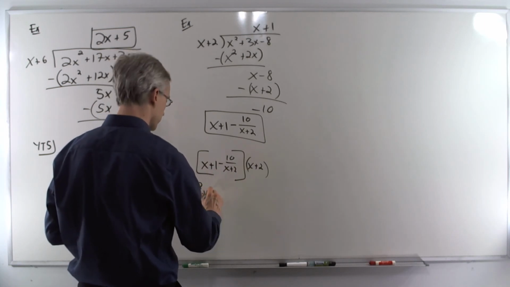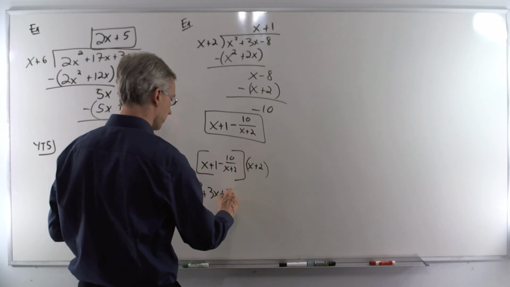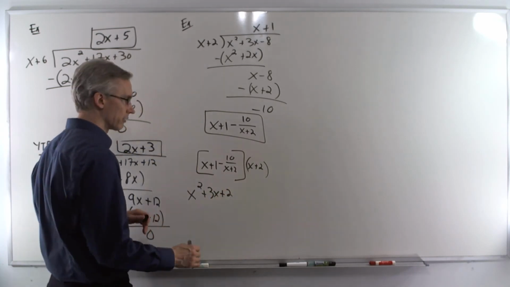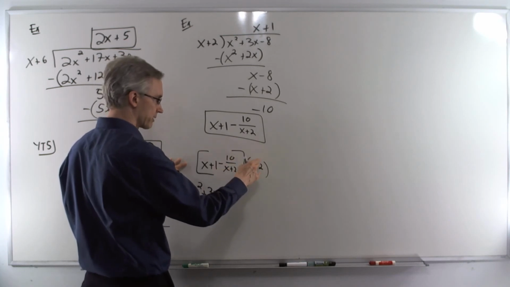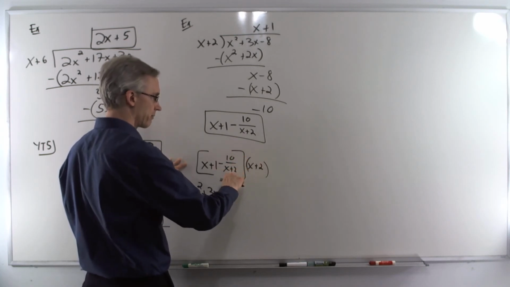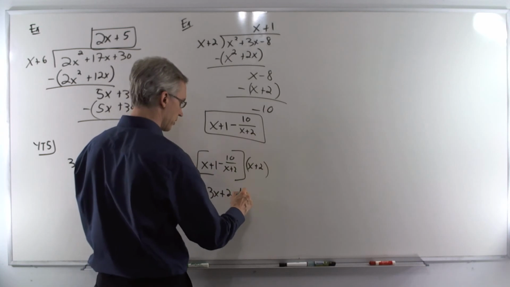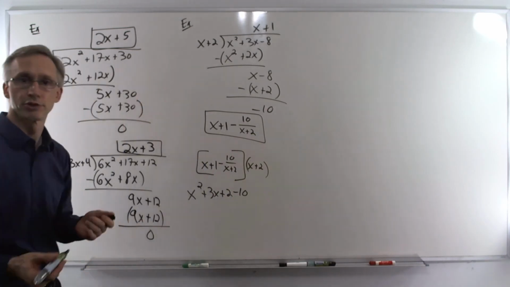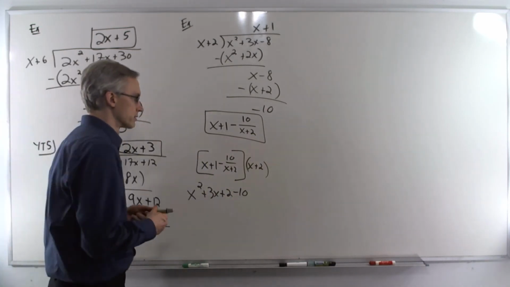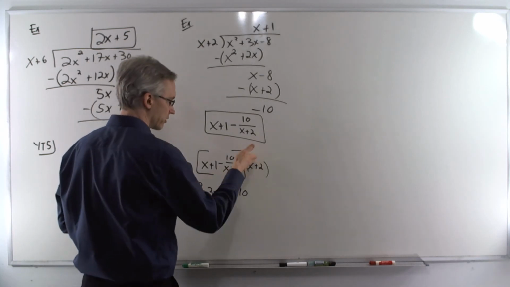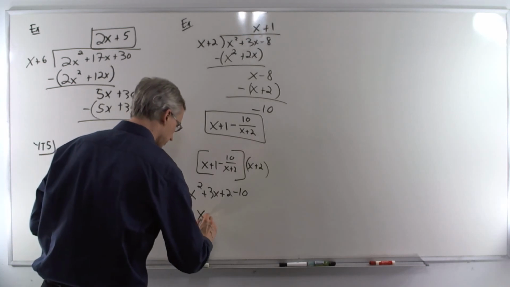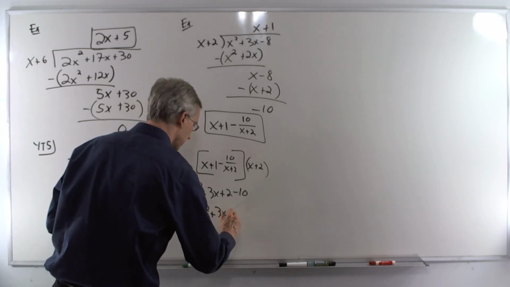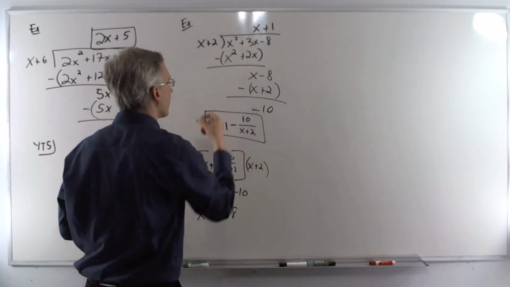x squared plus 3x plus 2. And now look at what happens here. If I multiply this by this fraction, we have x plus 2 on top, x plus 2 on the bottom. Those cancel, we just get minus 10. And that's what should happen every time. So that's why we put that divisor on the bottom, so you can cancel that. Just add on that negative 10. So that gives us x squared plus 3x minus 8. Right back where we started.